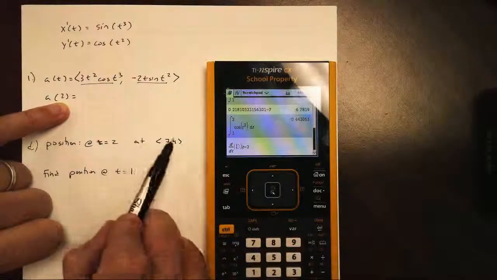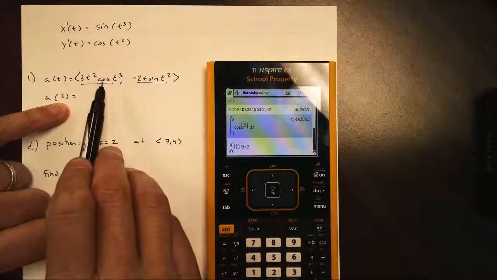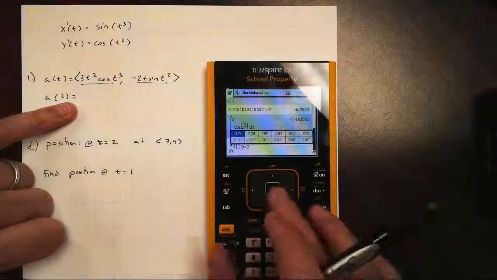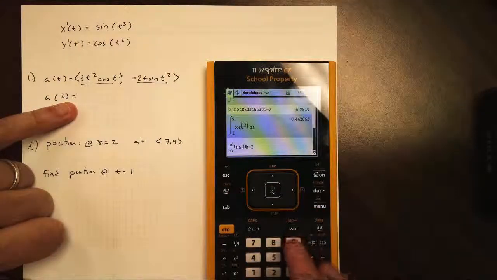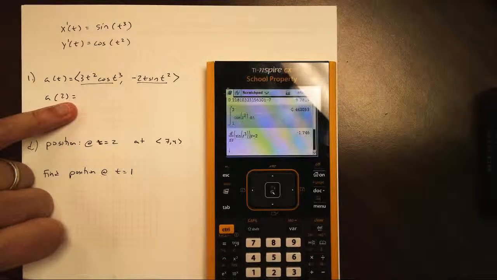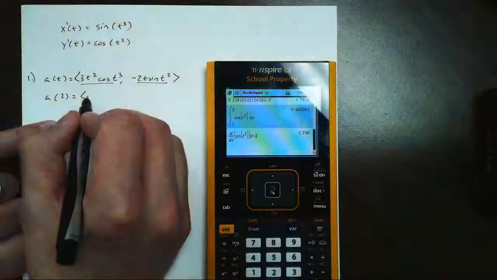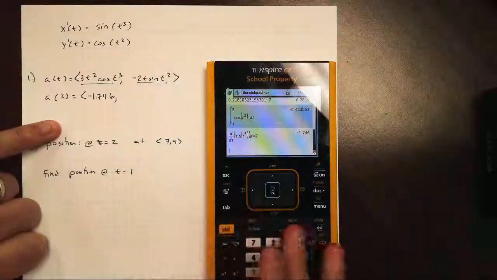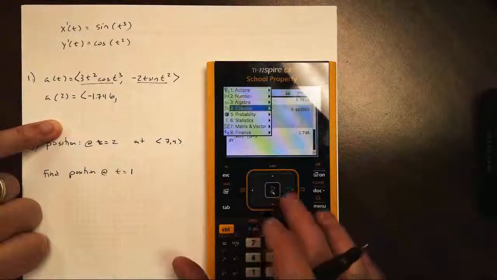Now be very careful. Don't plug in the derivative. You want to find the derivative of the original function. So I'm going to type in sine of t cubed, t to the third. And I press enter, and I get this negative 1.746.